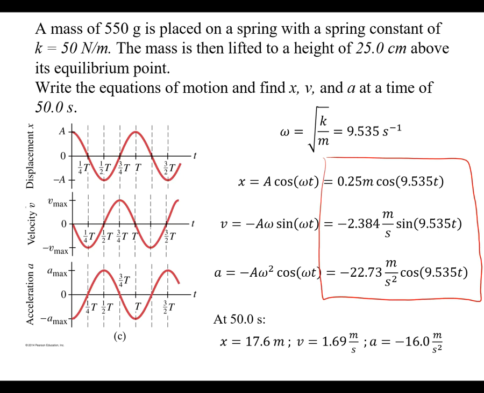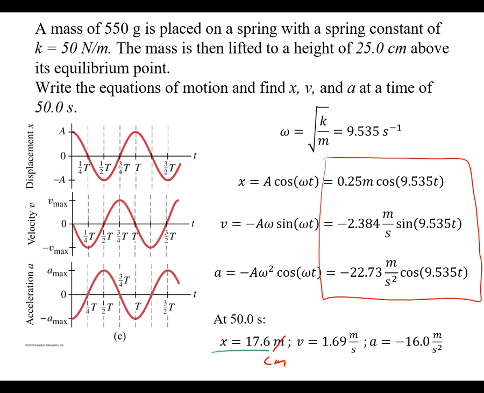Now, we take those equations of motion and we evaluate them at 50 seconds. That gives you a position of, sorry, that should say 17.6 centimeters, or 0.176 meters. You have a velocity of 1.69 meters per second and an acceleration of negative 16 meters per second squared. Okay, let's take a closer look and see exactly what that means on this graph.